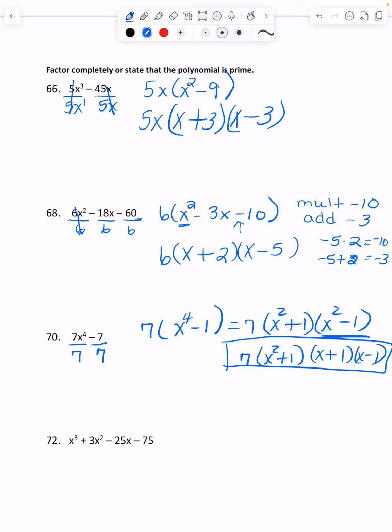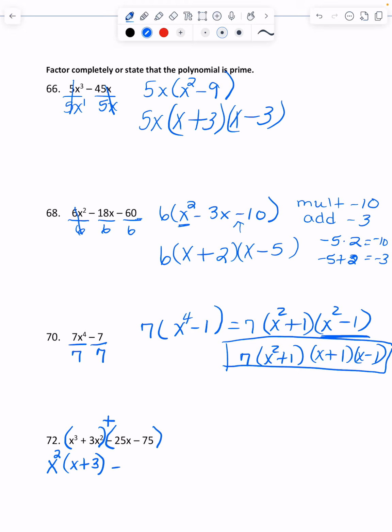Okay, looking at number 72, I do not have a GCF that I could factor out of all 4 terms. I have 4 terms, therefore it's a grouping problem. So I'm going to group the first 2, and I'm going to group the last 2. Since there's a negative on that third term, remember we include the negative, we put a plus sign. And we're going to go back and factor the GCF out of each grouping. So if I take x squared out of the first grouping, that leaves me with x plus 3.